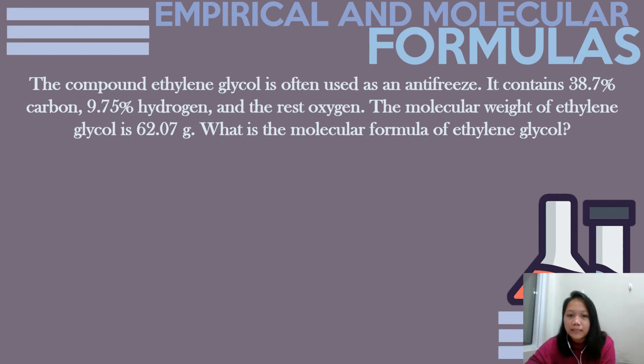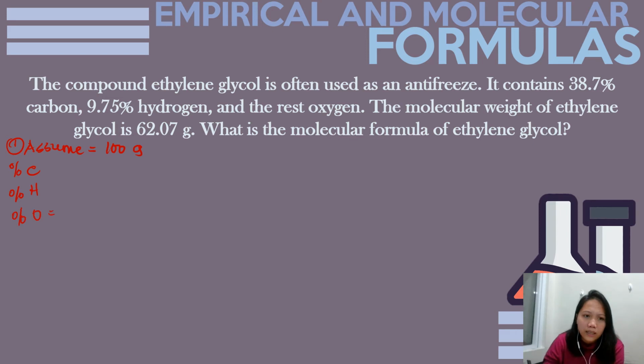So, let's follow the steps that we had a while ago. The first step is to assume that you have 100 grams of the sample. And because you have 100 grams of sample, and you have the percent of your carbon, percent of your hydrogen, and percent of your oxygen given in the problem. So for carbon, it's 38.7%. For hydrogen, it's 9.75%. And for oxygen is the rest.